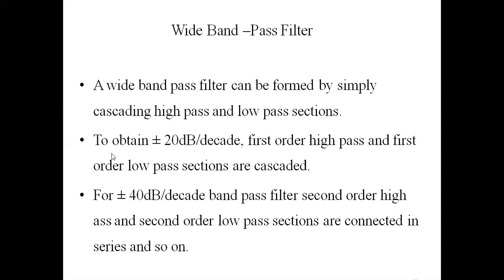A wide band pass filter can be formed by simply cascading two filters, the high pass filter and the low pass filter. If we want to design a first order high pass and first order low pass filter, a first order wide band pass filter can be obtained with plus or minus 20 dB per decade roll off. That means when we combine the first order high pass filter with the first order low pass filter, cascaded, it is called a first order wide band pass filter.